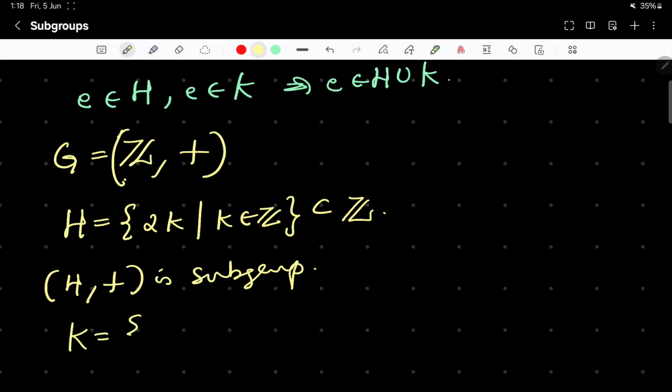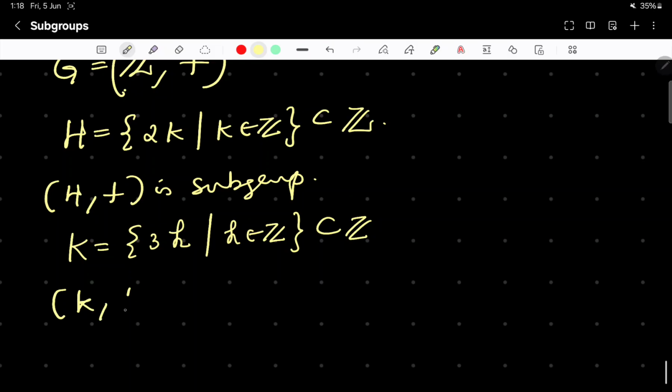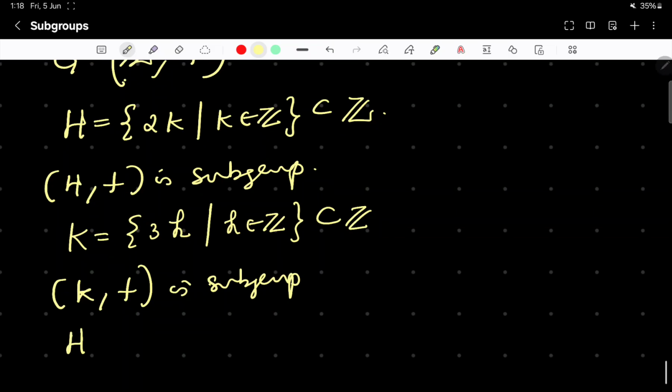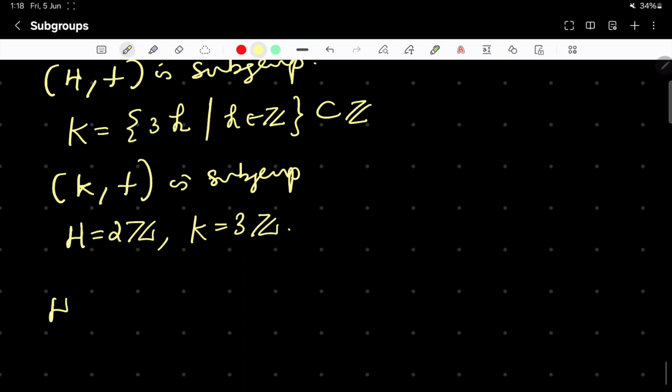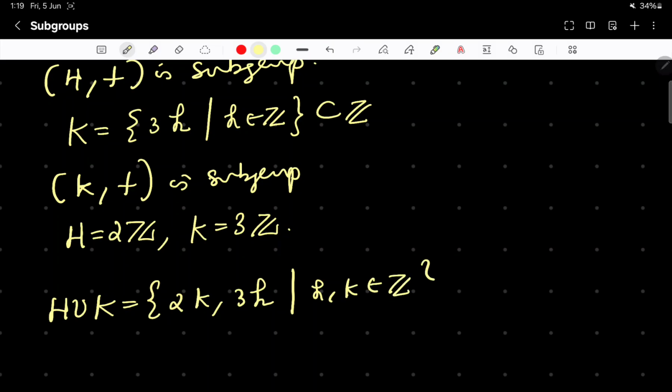Similarly, take K equal to 3 times h, where h belongs to Z. This is also a subset of Z, and similarly you can prove that the multiples of 3 also form a subgroup. So we can call these H equal to 2Z and K equal to 3Z. What do you mean by H union K? It contains all elements of the form 2h and 3k where h and k are integers.